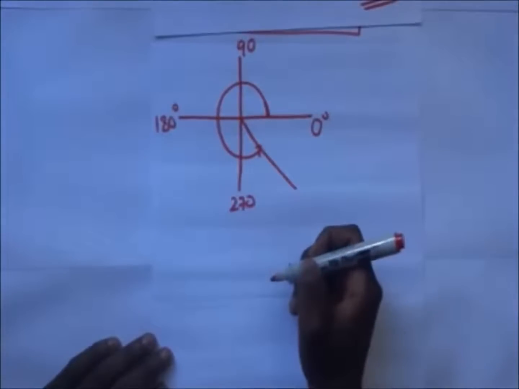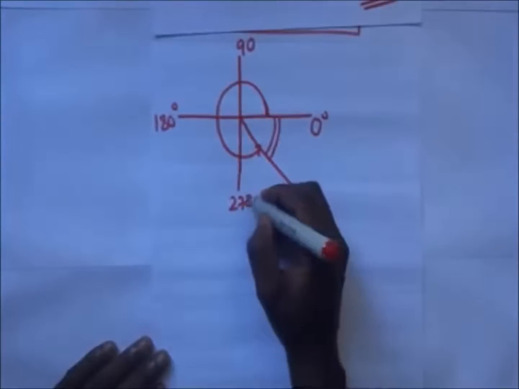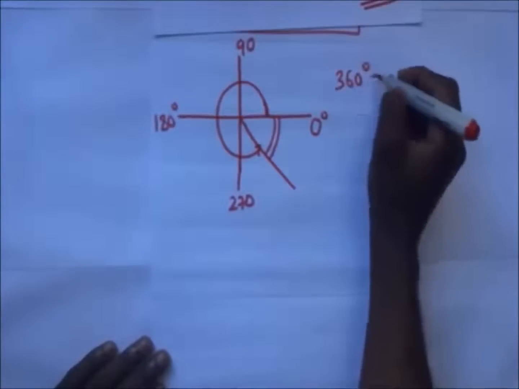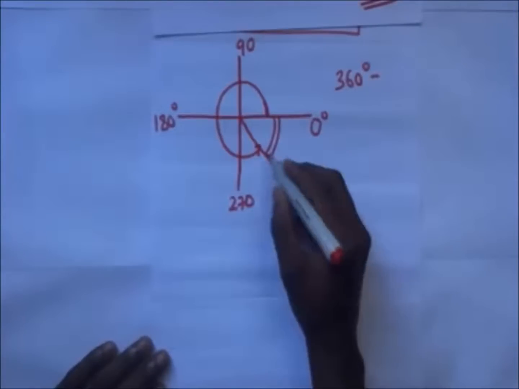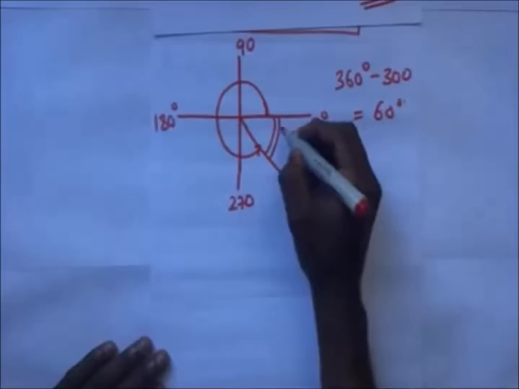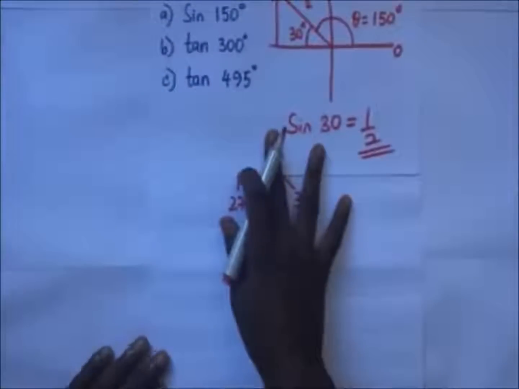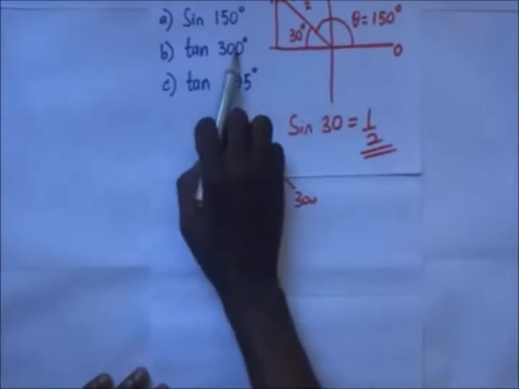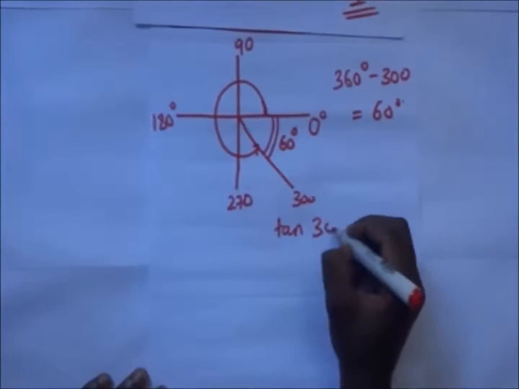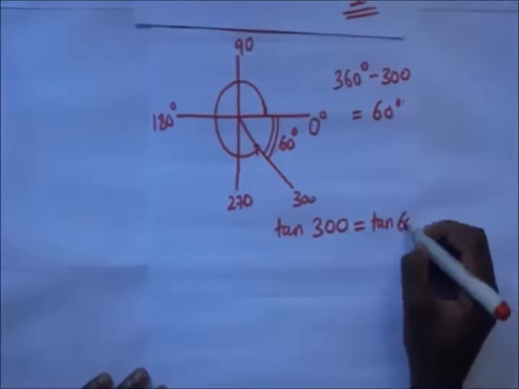So if 300 degrees is lying within the fourth quadrant, what angle is this that has remained? Here it's 360, so it's going to be 360 degrees minus this 300, and then you remain with 60 degrees. So now, you ask yourself, they want the tangent of 300. So the tangent of 300 is the same as the tangent of this 60 degrees.